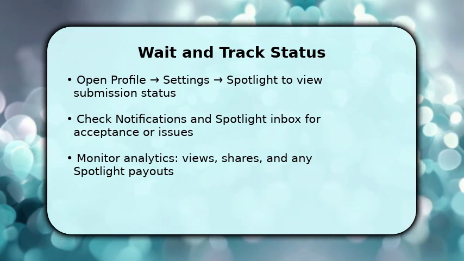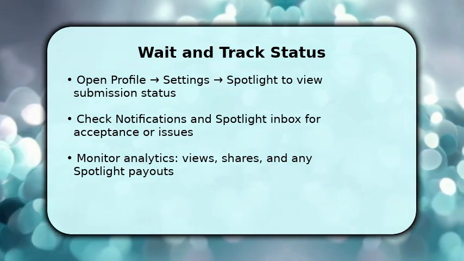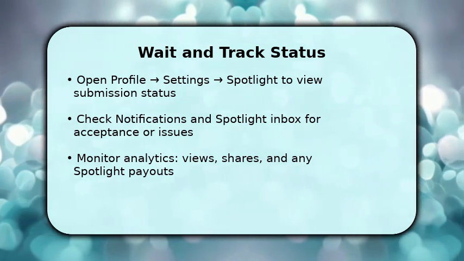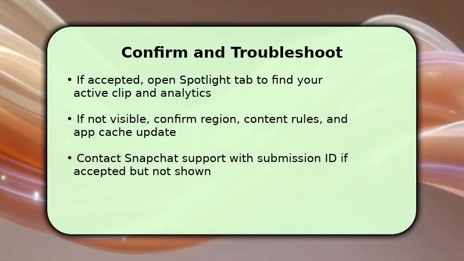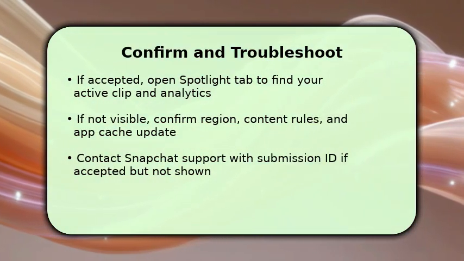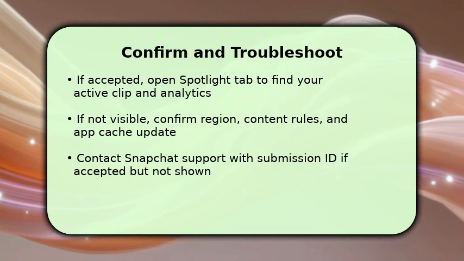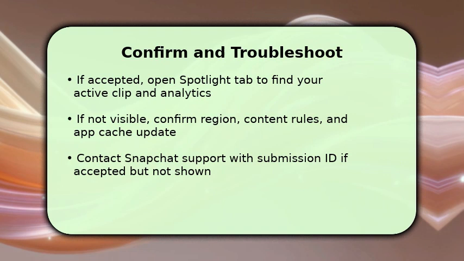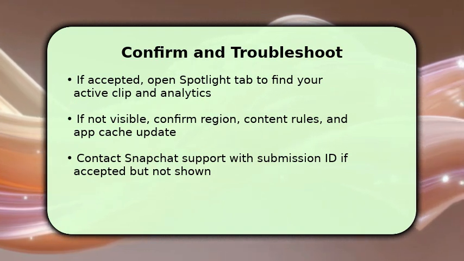You do this because Spotlight distribution is automated. Tracking these indicators tells you whether your snap is currently being shown to other users. Finally, when your snap is accepted, open the Spotlight tab and use your profile analytics to confirm visibility and reach. If you don't see your clip after acceptance, make sure your region settings aren't restricting distribution.